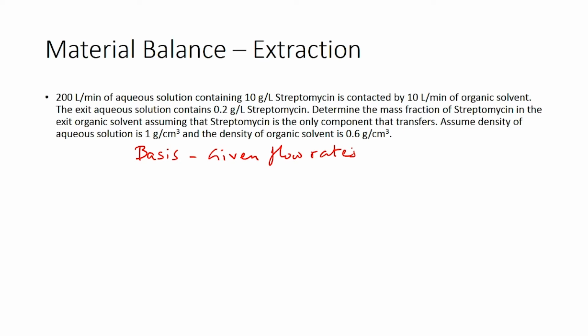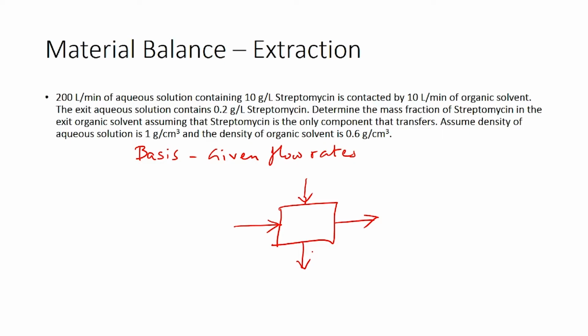So this process is an extraction process which has two inputs and two outputs. The first input is an aqueous solution which enters into the system containing the streptomycin, and the second input is an organic solvent which also enters into the system but does not contain any streptomycin. So you also have two exit streams, one being the extract which is the organic solvent leaving with the streptomycin, and you also have a raffinate which leaves the system as a waste product, which is basically the aqueous solution containing very low concentration of streptomycin.